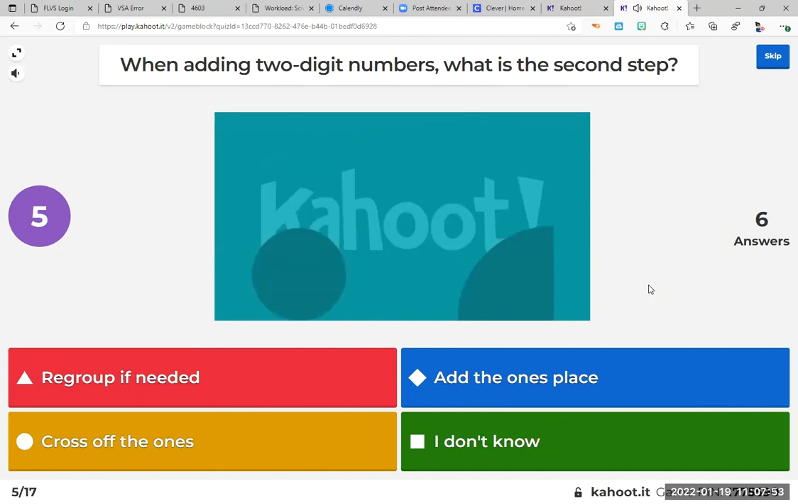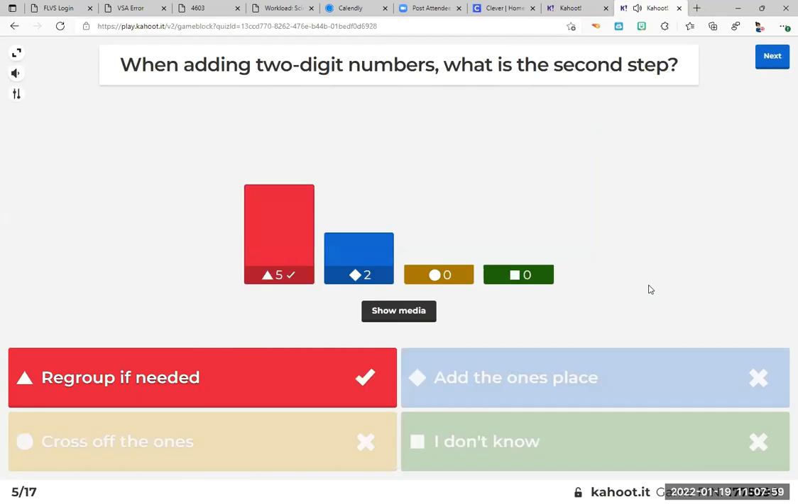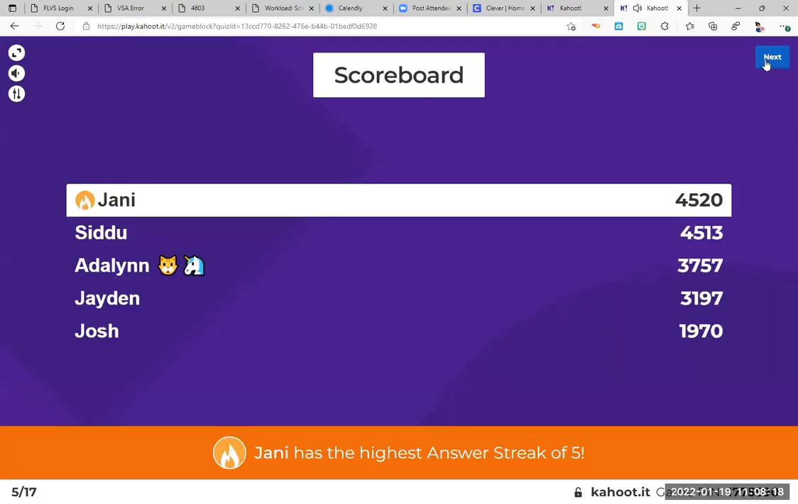When you're adding 2-digit numbers, after you count the ones, what do you do next? Regroup. Yes, most of you got that right. You regroup if you need to. That's the second step. So imagine when you have all those tons of ones and you say, oh, I can make a 10. Let's regroup and make a 10. That's the second step. Good work. Now you know. First step, count the ones. Second step, regroup if you need to.